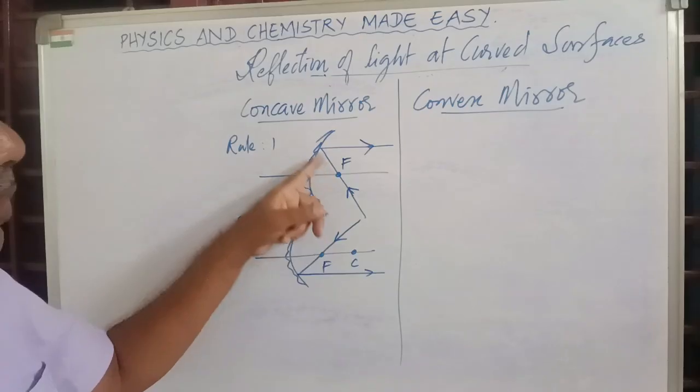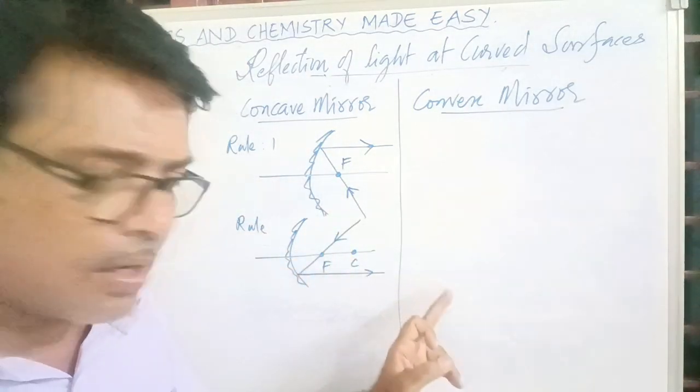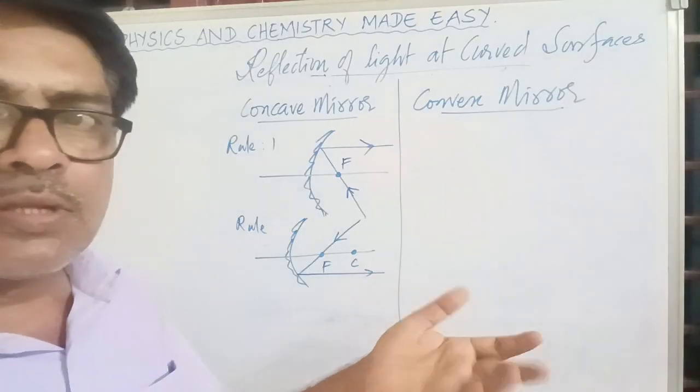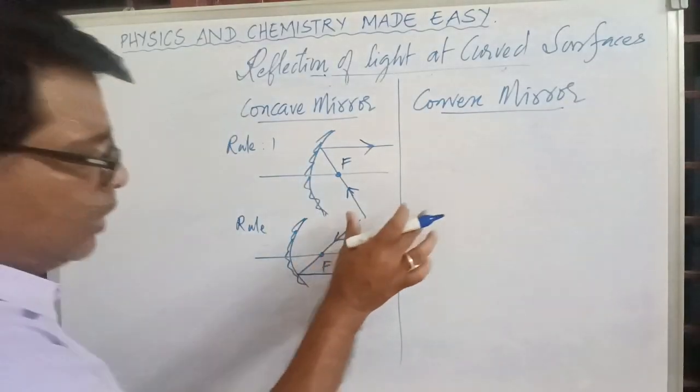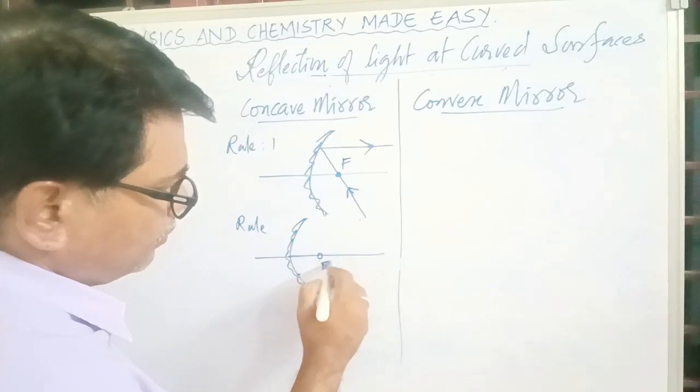Light which is passing through the focal point is going parallel. That means if you reverse the arrows, that is your second rule. You can even draw the same diagram here if you want.